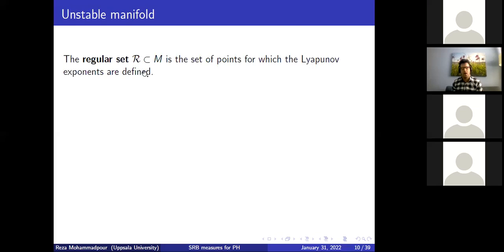We denote by R, calligraphic R, the regular set, which is the set of points at which the Lyapunov exponents are defined. Because by the Oseledets theorem, we know that the Lyapunov exponents exist for mu almost every point. So I denote the regular set by R.